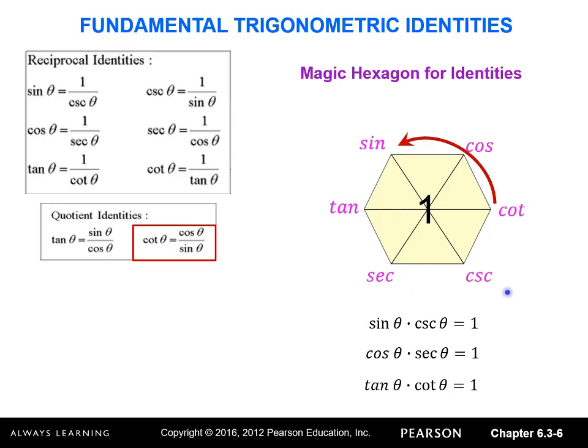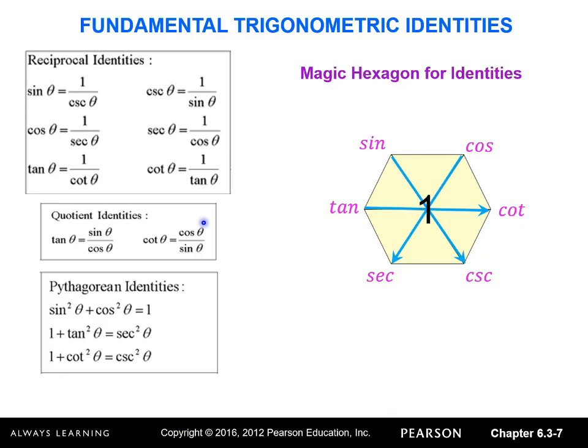So it applies to the magic hexagon in any other way, whether the arrow is counterclockwise or clockwise. But for now, we will focus on these two, which are tangent is sine over cosine and cotangent is cosine over sine. Okay. Now the last fundamental trigonometric identity is about the Pythagorean identity.